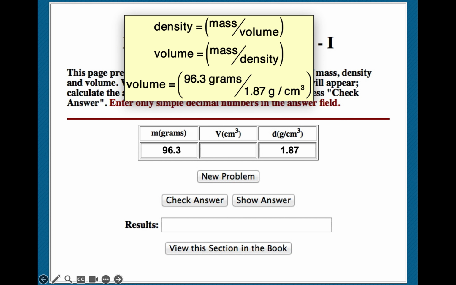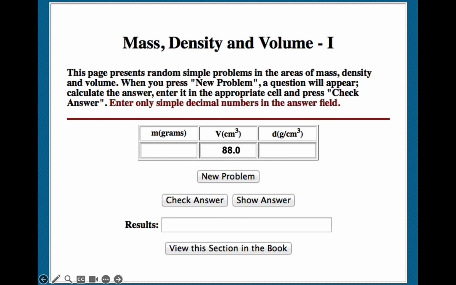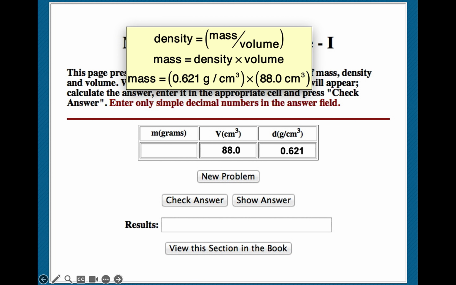Density is mass divided by volume, so volume is mass divided by density. Simply plug it in, do your calculation, we're at 51-ish. Here, mass is missing. Again, mass is going to be density multiplied by volume. Substitute, feed it to your calculator, we're at 54.7. That is density 1. Everybody loves density 1.